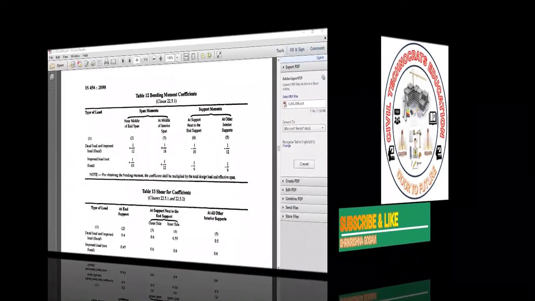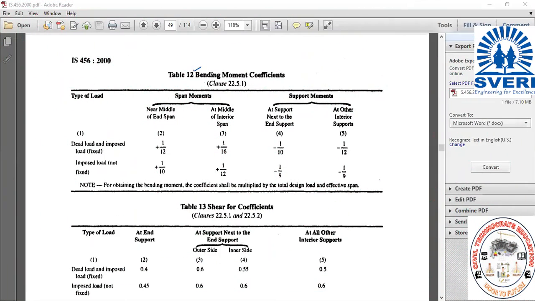You have seen this table now. Table number 12, bending moment coefficients. These are the coefficients for dead load, and these are the coefficients for live load. Here is the condition near the middle of end span. So at the middle of end span, what are the coefficients? Plus 1 by 12 and plus 1 by 10.